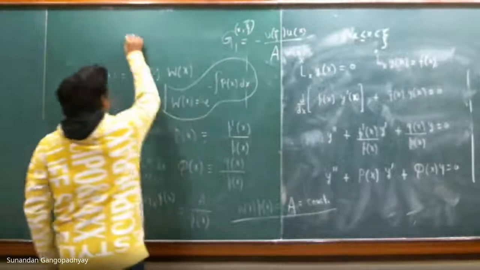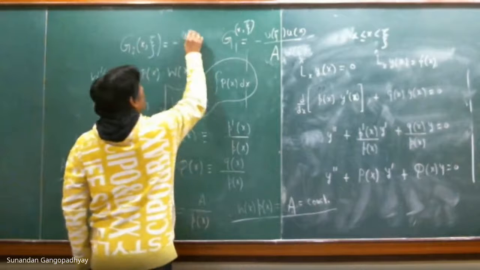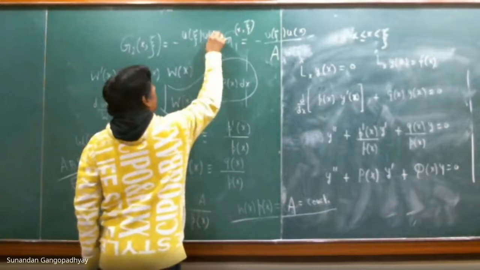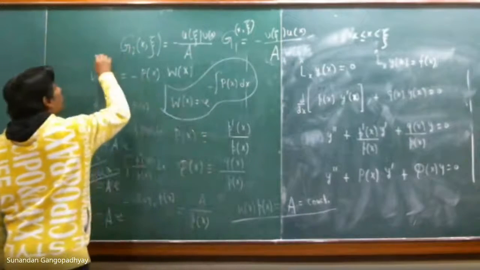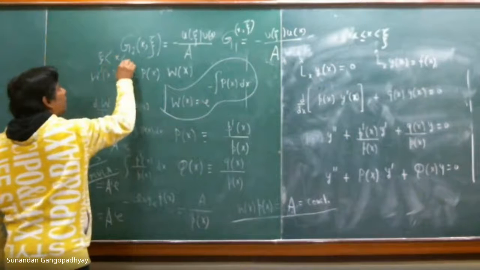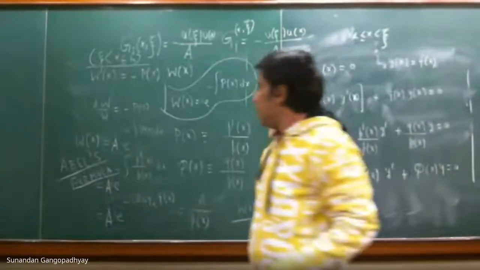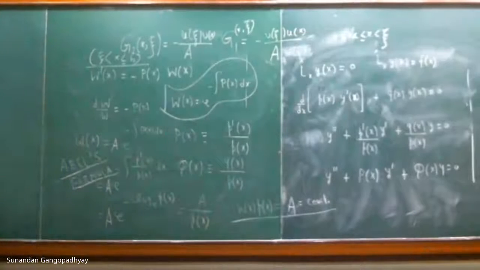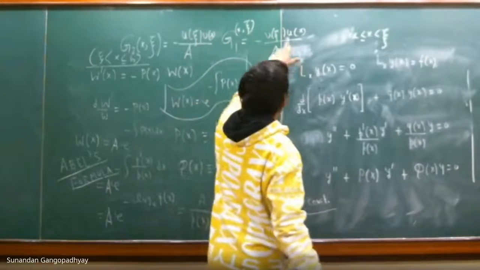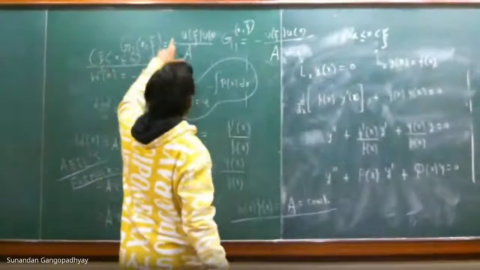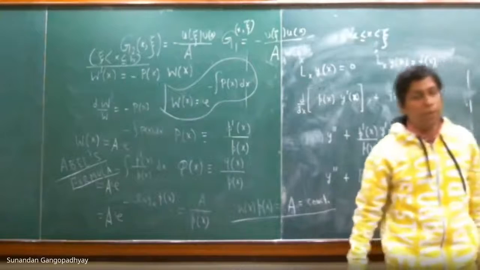Similarly, g2 of x comma xi is equal to minus u of xi v of x by, again, p xi w xi, but p xi w xi is some constant A, and this is the form in this interval. So this is an interesting observation that you can actually write down g1 like v xi u x by some constant, and g2 as minus u xi v x by some constant. The constant value is the same for both the cases. It is p xi w xi.